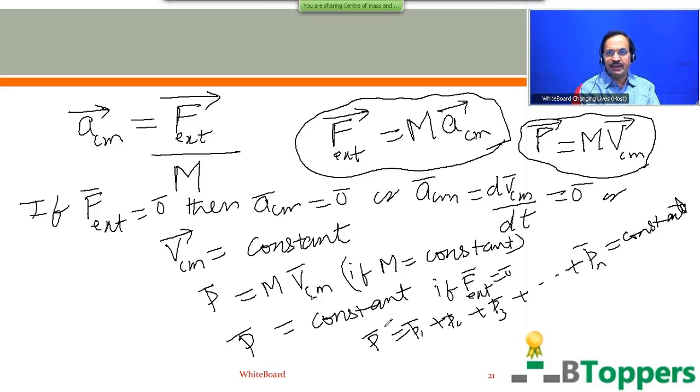So while discussing the examples on center of mass and conservation of linear momentum, you have to keep in mind that the internal forces between the particles of the system do not play any role in the motion of the center of mass of the system. The velocity of the center of mass of the system will be changed only due to the external force acting on the system.